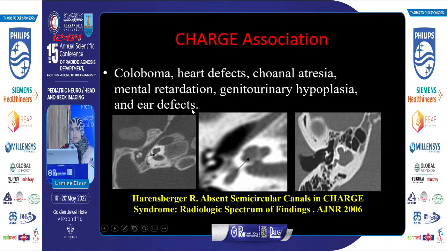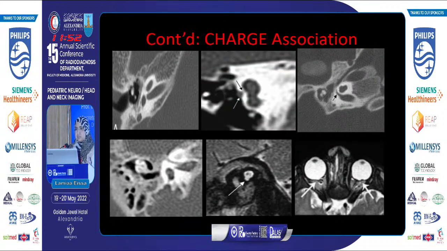Whenever we look at bilateral or even unilateral choanal atresia, we have to look at the remaining imaging scans for the coloboma and especially the ear defects, which are common. The ear defects can affect any portion of the ear, either the middle ear, the inner ear, or even the nerves, the cochlear or facial nerves, etc. So these are all a constellation of variable imaging findings which could be found in CHARGE association.